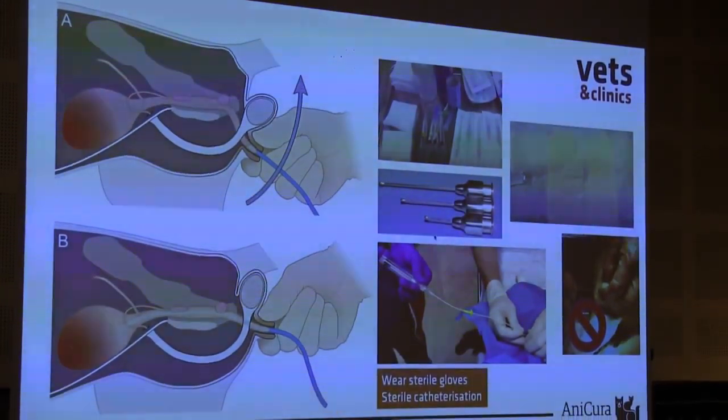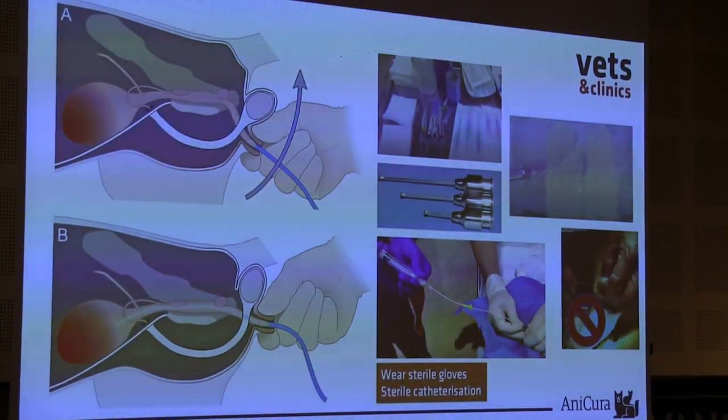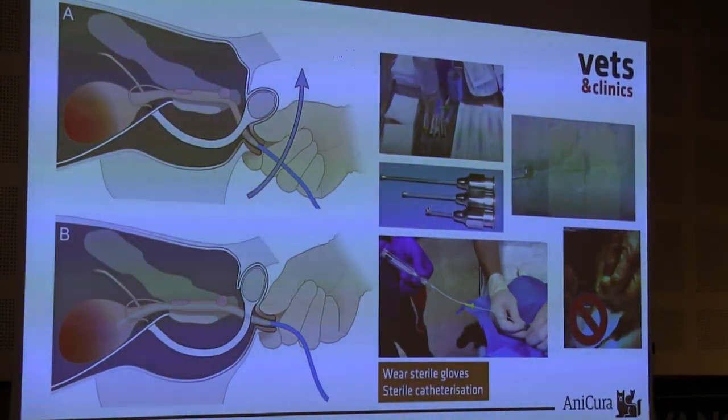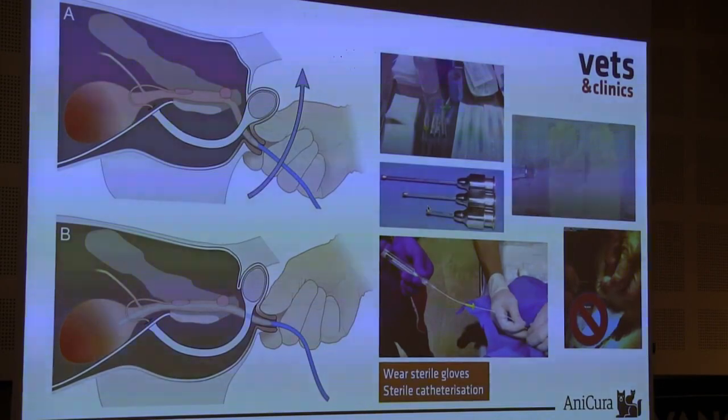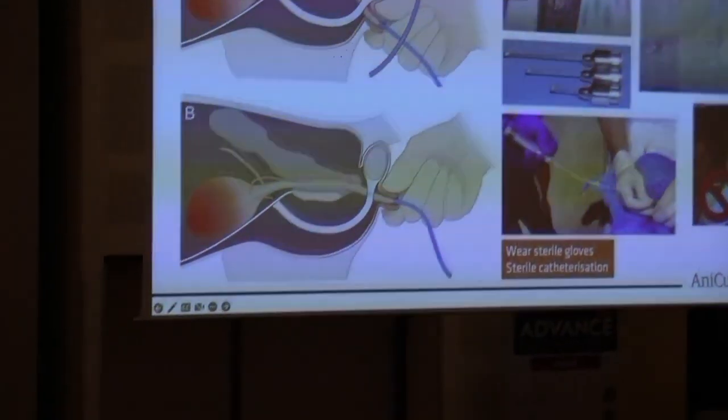One of the things you can use is this kind of catheter, mainly to do the flush, okay? And I always do the flushing with the same catheter, okay? And more important, try to do everything as sterile as possible, okay? Because you can introduce any kind of infection into the bladder.